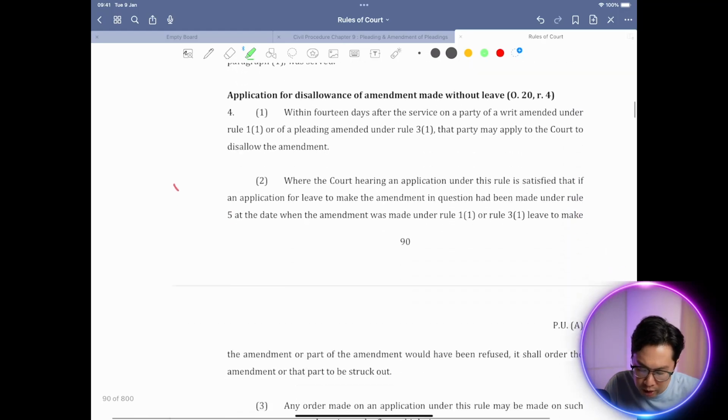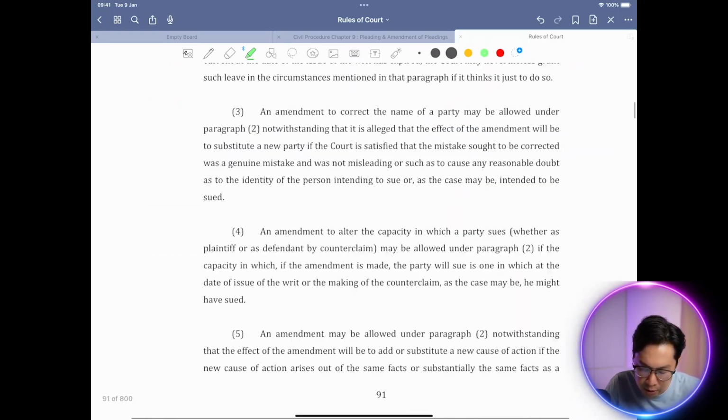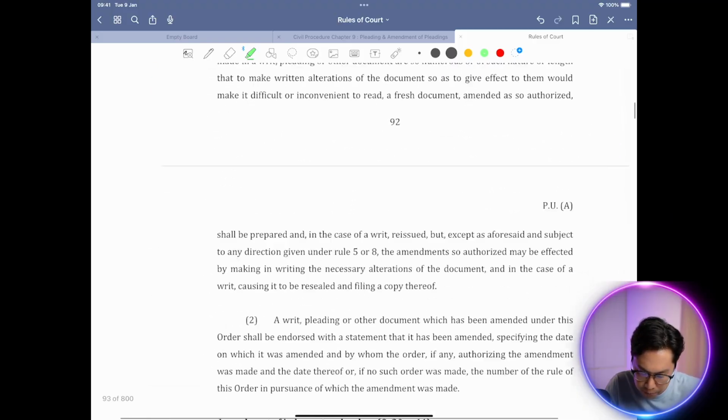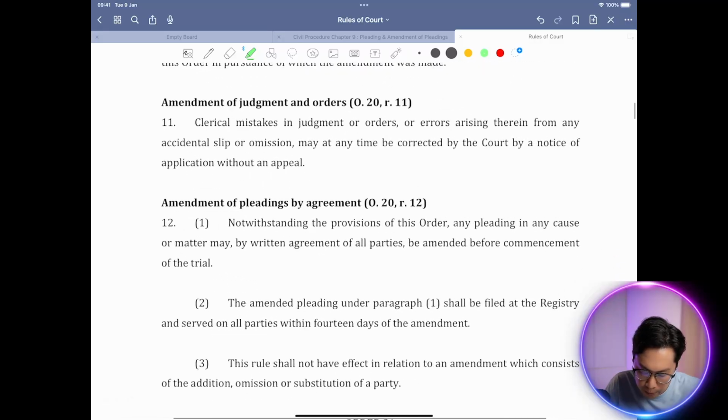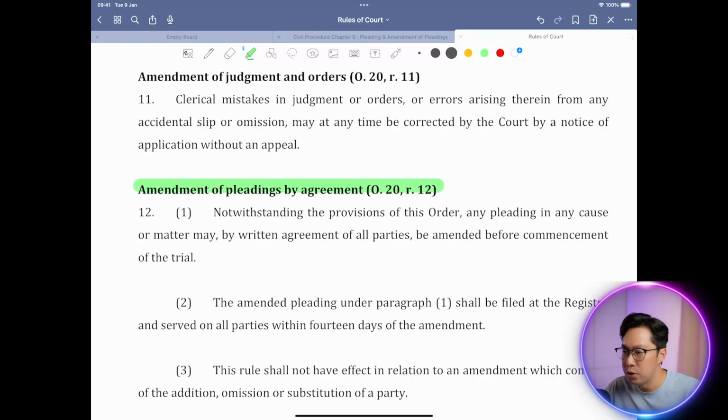Next one I want to read is 5. No, before I read 5, I want to read 12 with you first. Okay, this one. Amendment of pleading by agreement. So you can amend the pleading, both parties agreed to amend. Okay, both parties agreed to amend.